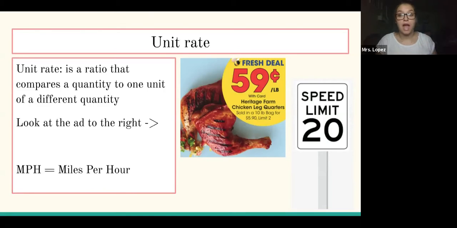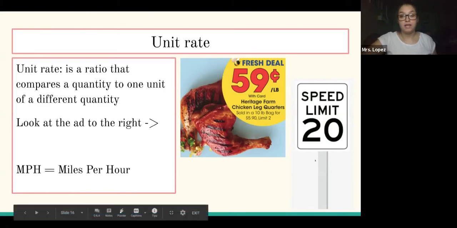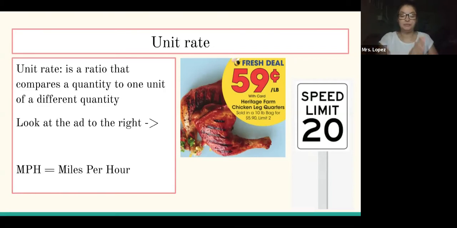So looking at the ad on the right, we have 59 cents for 1 pound of chicken leg quarters. So what that means, for every 1 pound of chicken, you are paying 59 cents.